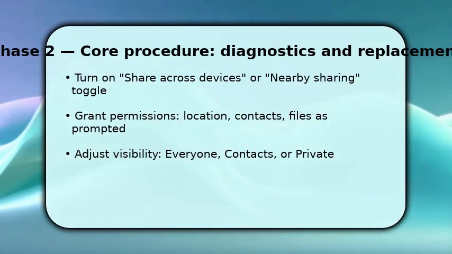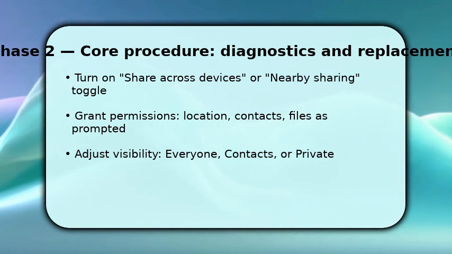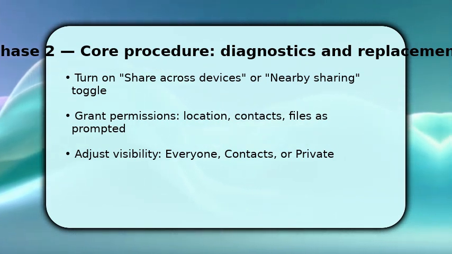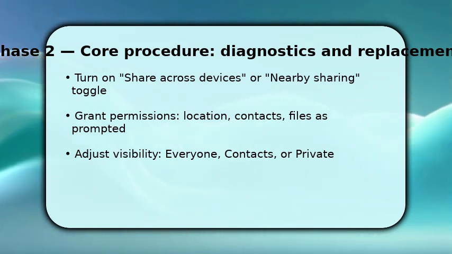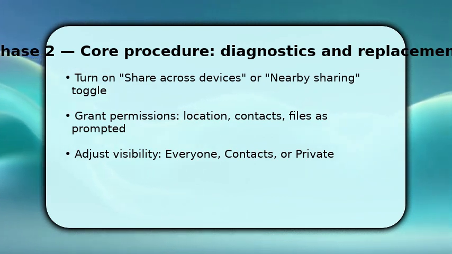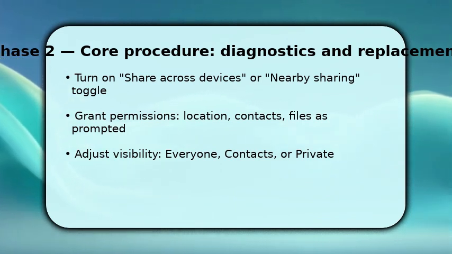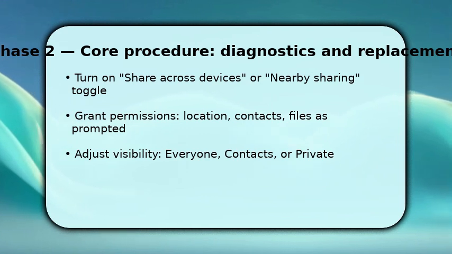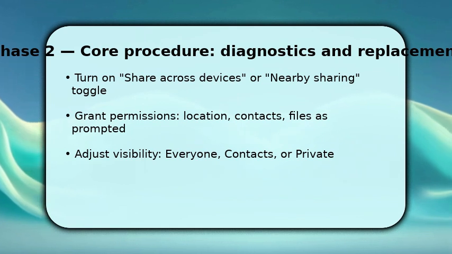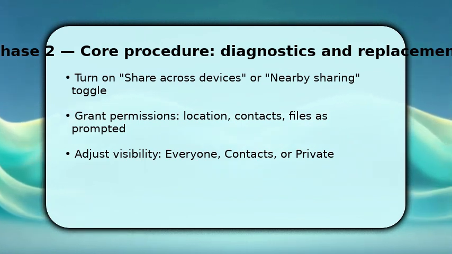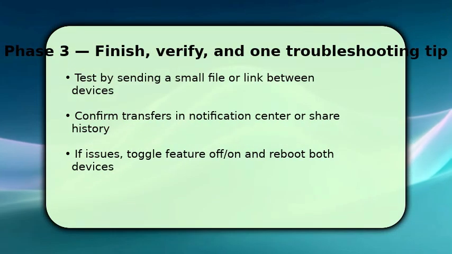Now enable the actual sharing feature. Toggle on Share Across Devices or Nearby Sharing in Settings. You'll be prompted to grant specific permissions, accept location and file access so devices can pair and transfer securely. Once granted, set visibility to contacts or everyone depending on your security needs. This determines who can discover your device. You should also choose transfer preferences like Auto Accept for trusted devices because that reduces friction during routine transfers while keeping unknown devices blocked.